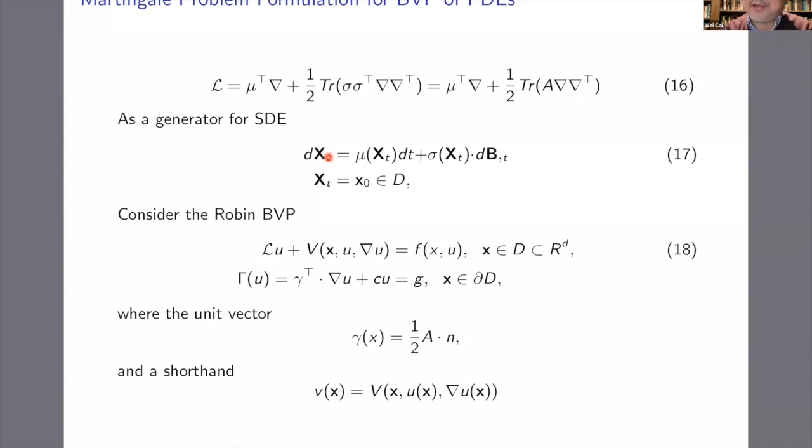And then we consider more general boundary value problems. So our PDE actually can have another term, V, and the right hand side F. Both V and F can depend on the solution. And then let's consider the Robin boundary condition because this is more general. The Dirichlet and the Neumann can be special cases of this Robin type of boundary conditions. So this is a shorthand for V for this guy.